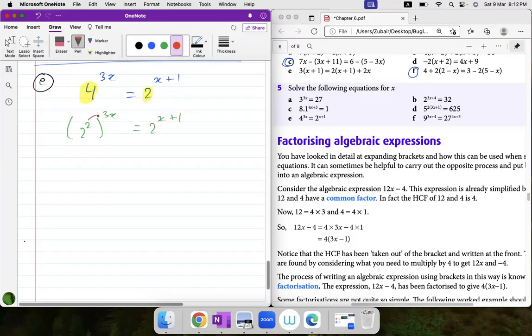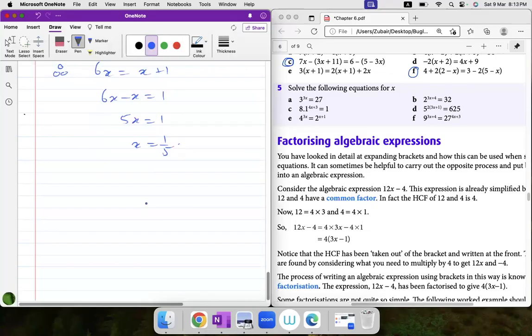In the next step, I can multiply these two and write 2 raised to power 6x is equal to 2 raised to power x plus 1. Yep. Remember power on power, indices. And now it is smooth again. Okay, yep.